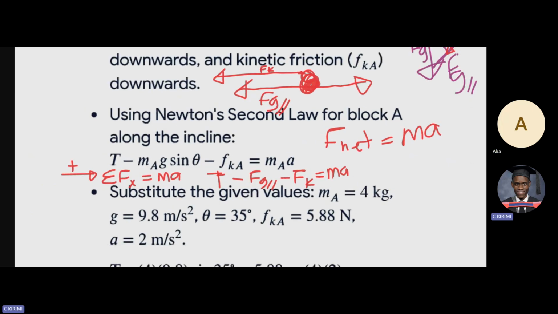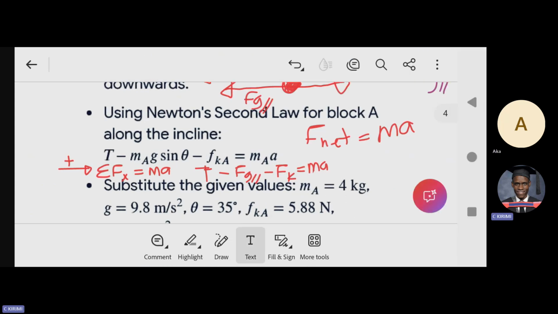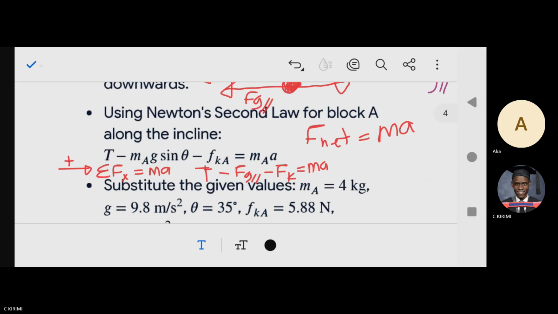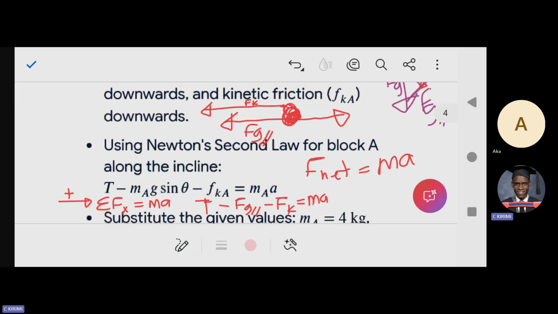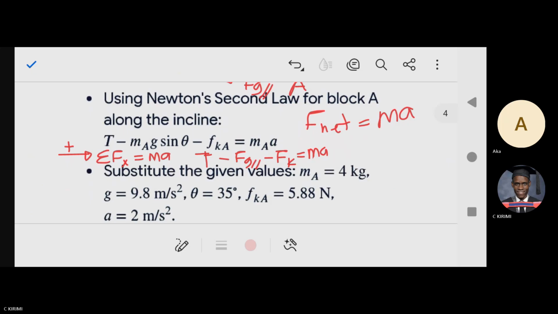So you must understand those forces to know that now I am dealing with tension here. Where there is tension, you put your T. This is the only pull for block A. If I am dealing with A, there's a pull, and there's a drag, which is the friction, and the gravitational force, which is only the parallel component. Should we continue?